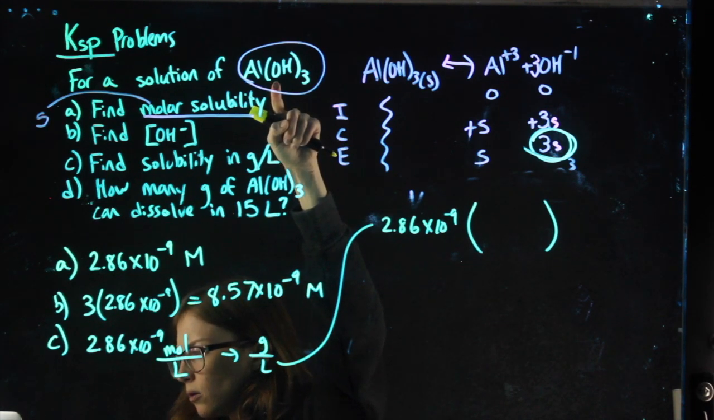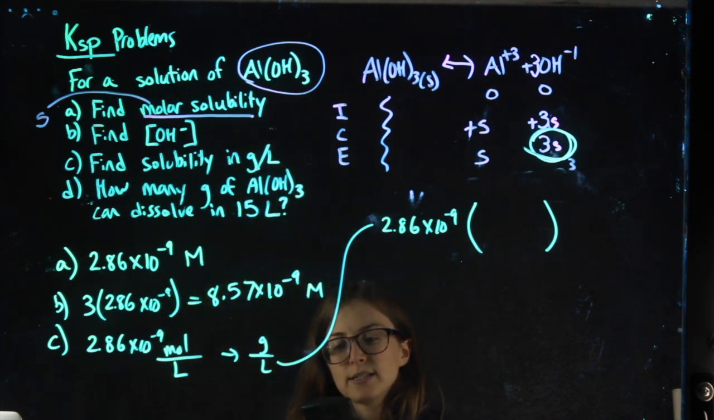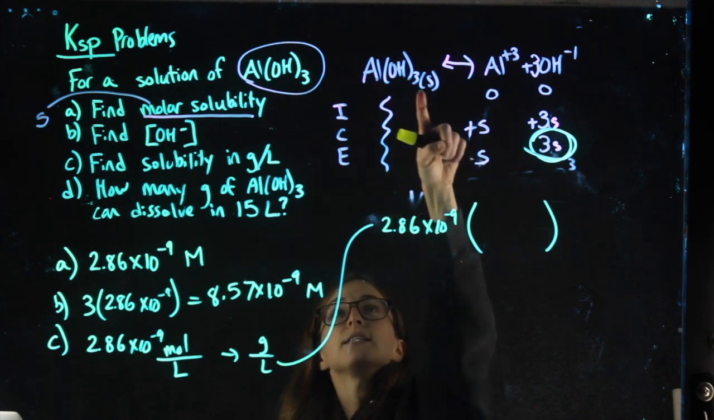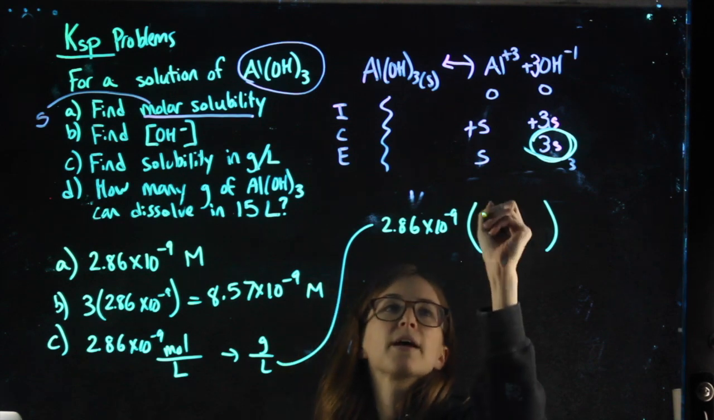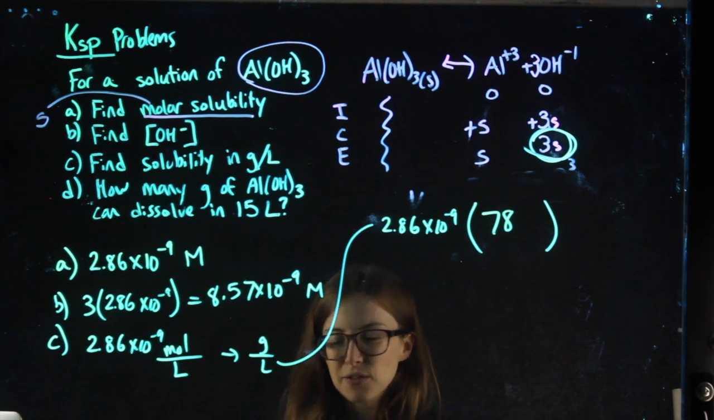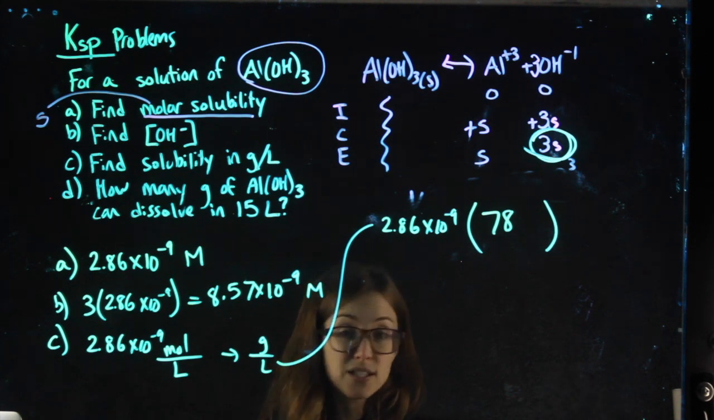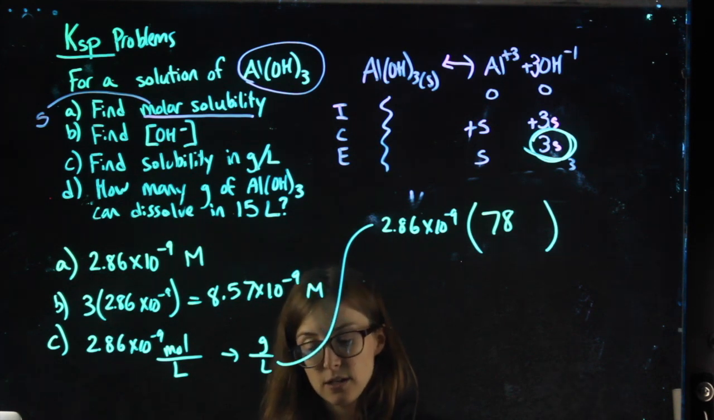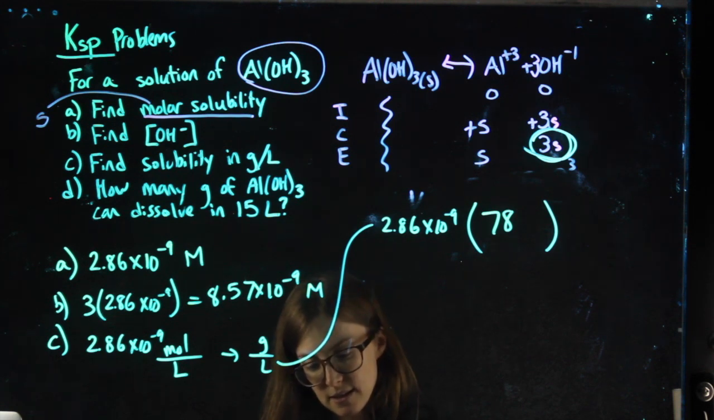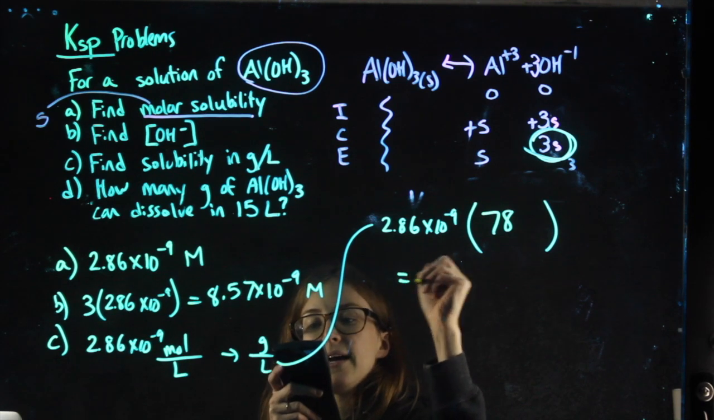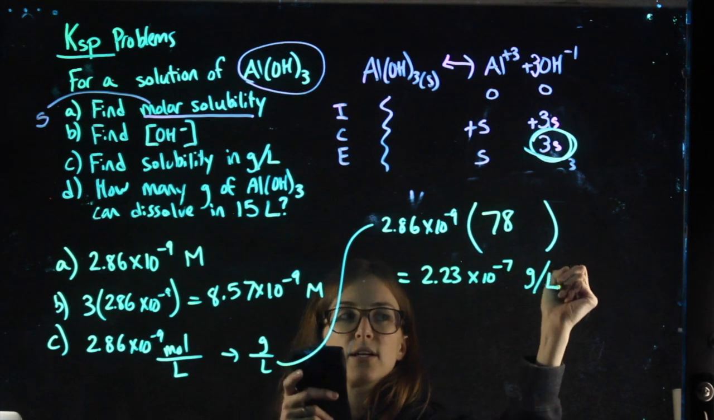So, oops, do I not have the answers here? I do not. Aluminum's 27 plus 16 times 3 plus another 3 gets me a molecular weight of 78. If you're still in scientific notation at this point, it might say 7.8 times 10 to the 1, which is fine, or you can take it out of scientific notation. Times 2.86 times 10 to the negative 9th. And I get 2.23 times 10 to the negative 7th grams per liter.